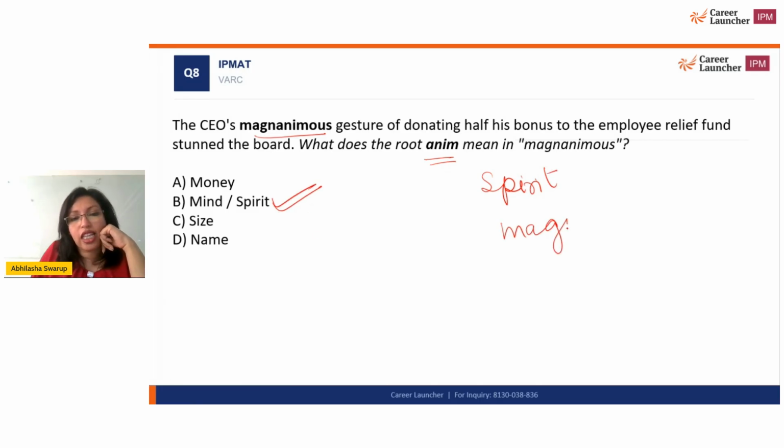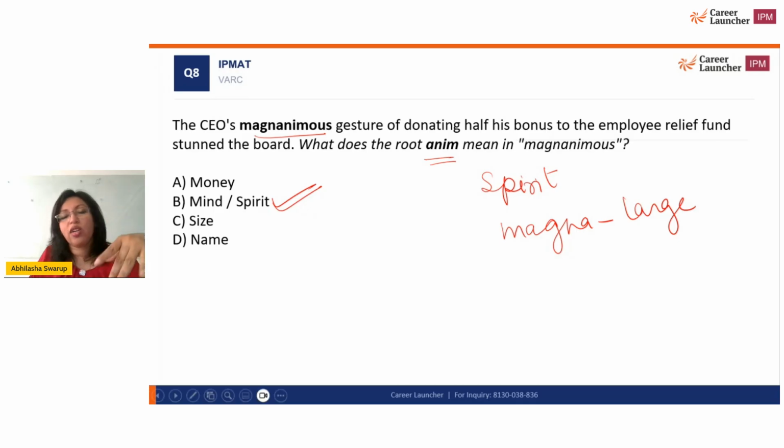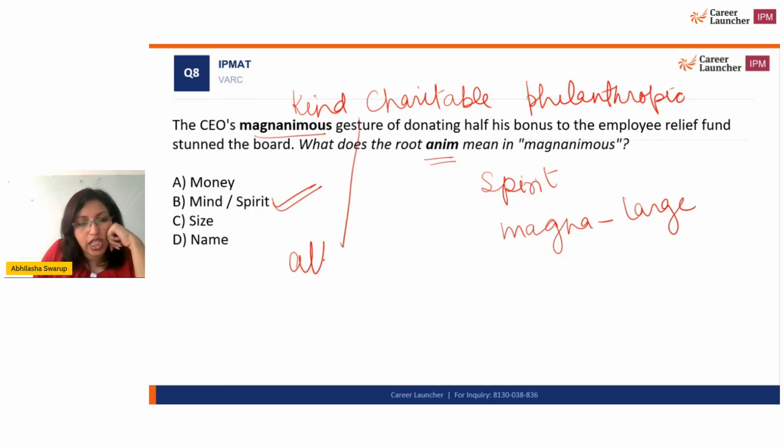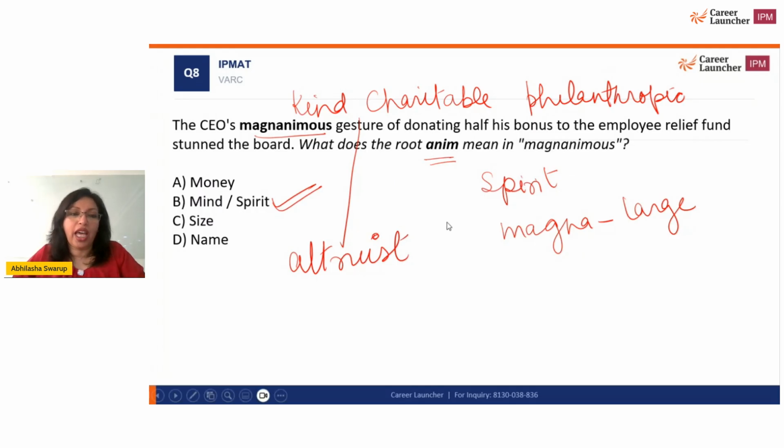Magna, of course, is large. Okay. So magna is large and anim is spirit, so magnanimous is someone who's large spirited or large hearted, very kind or charitable. A very good word for this is philanthropic. You know, philanthropic. There's another word which you can use, and that is altruist. ALTRUIST. So these are the words that you can use for magnanimous.